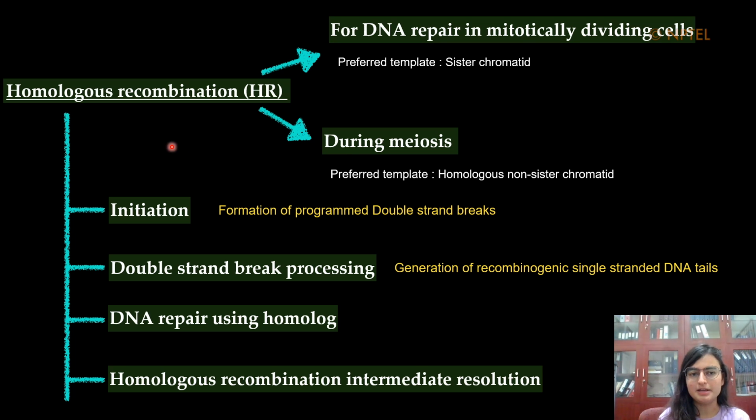Now mechanistically, homologous recombination can be divided into 4 different phases. Let's start with the first phase, which is called the initiation phase. During the initiation phase, DNA double-strand breaks are induced in one of the homologs in the pair by a specialized protein, which we will discuss soon.